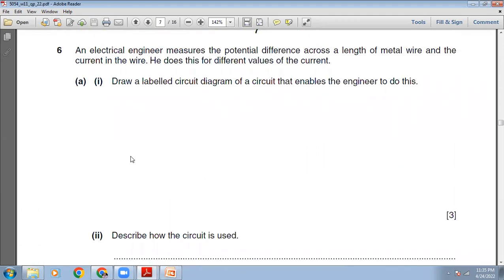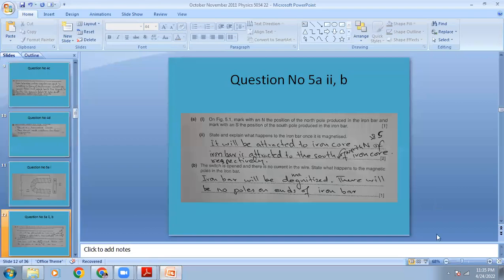So here we have an electric engineer measures the potential difference across the length of a metal wire and the current in the wire. He does this for different values of the current. Draw a labeled circuit diagram of a circuit that enables the engineer to do this. So let me show you.